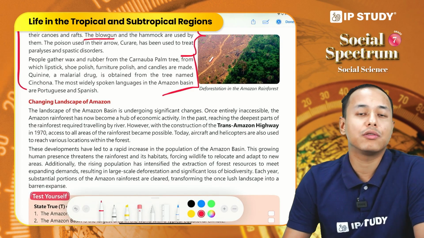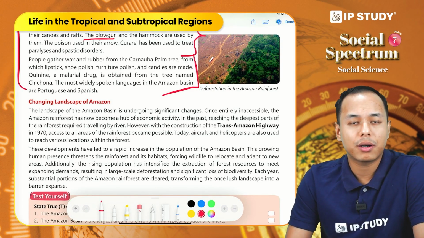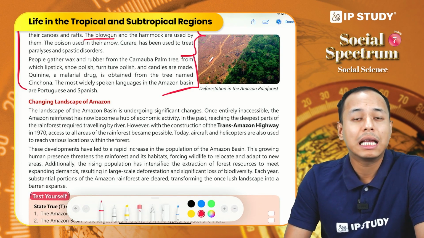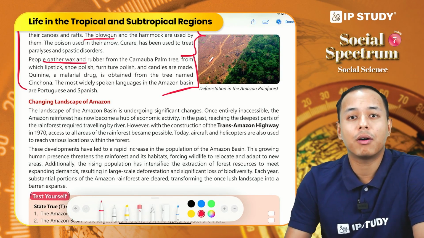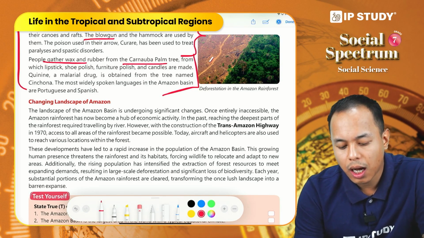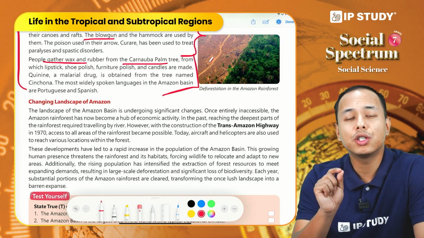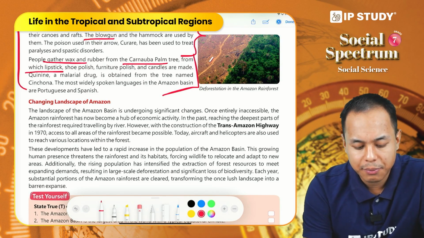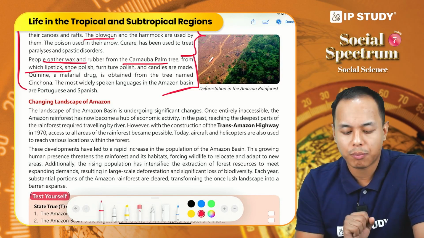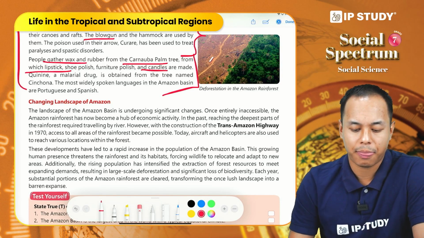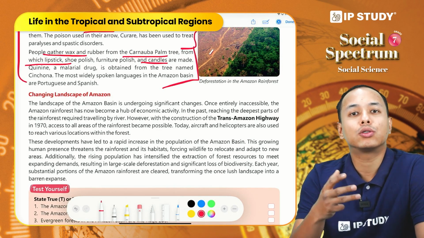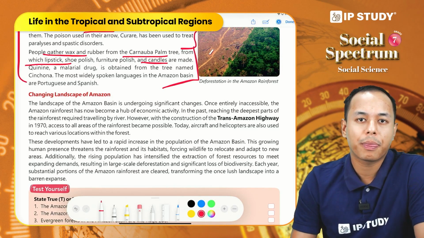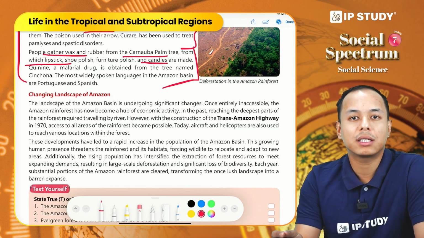The forest products from the Amazon river basin, as we have already discussed, are immense. We can get wax from a particular palm tree called the carnauba palm, which is used in the production of lipstick, shoe polish, furniture polish, and candles. Quinine, a malaria drug, is also obtained from the cinchona tree, and it is a very important medicinal plant.